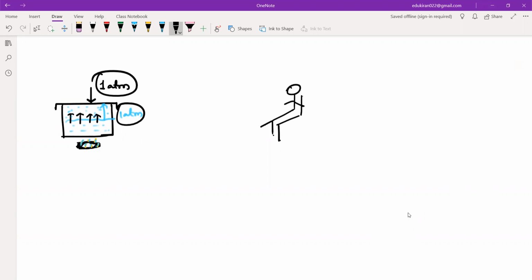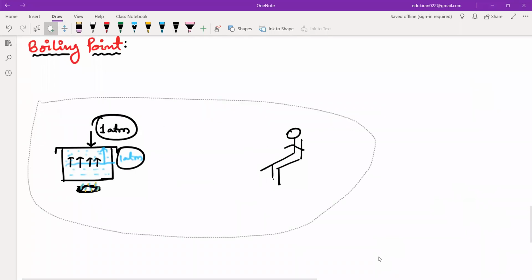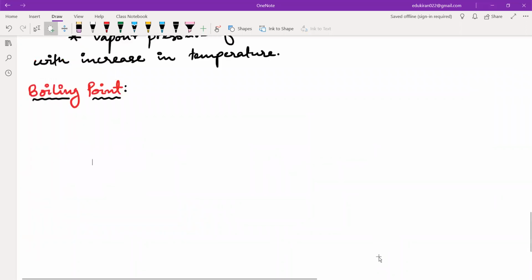Is that clear? Yes or no? All of you tell me. Yes, sir. Okay. So always remember this scenario whenever you are talking about boiling point. So this is what boiling point is. Now you can explain this to anyone, right?